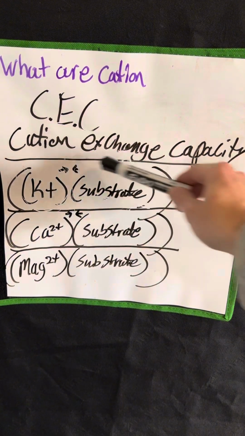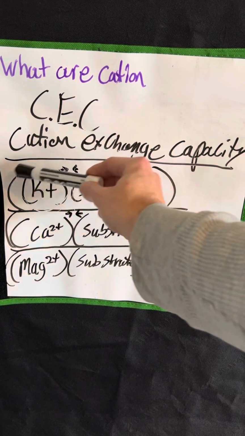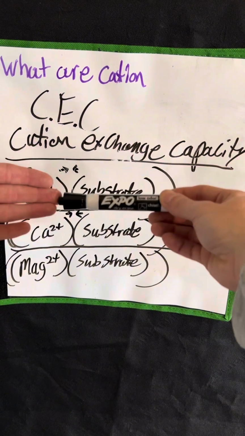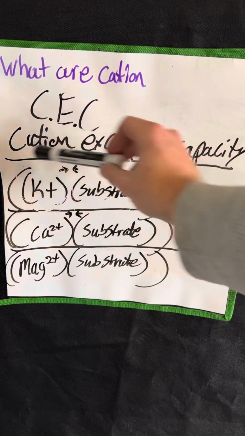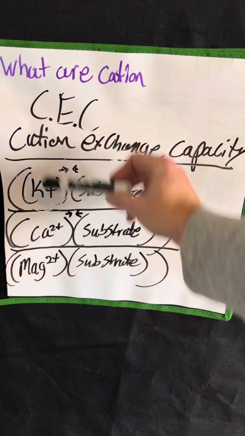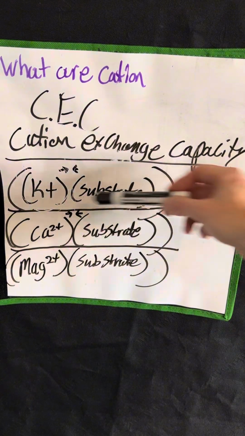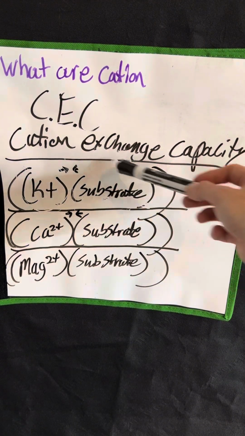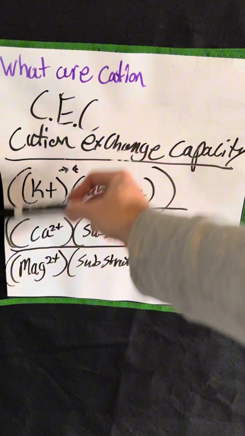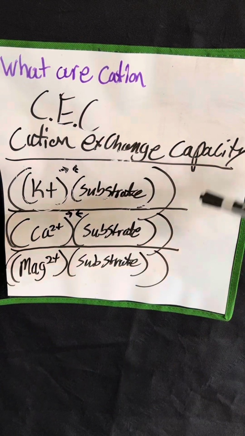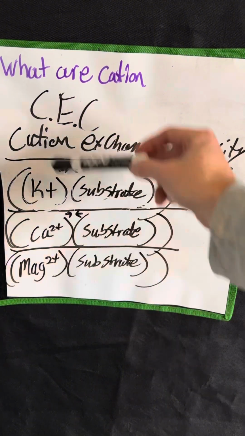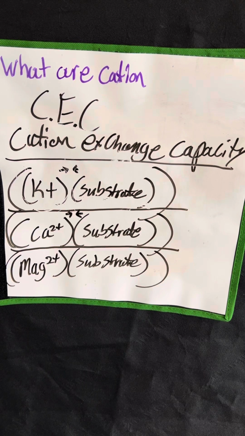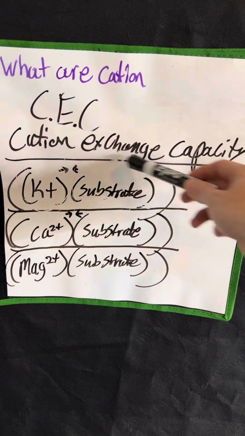Basically, the cation exchange capacity is how many cations the substrate can hold on to or create that bond of electrostatic attraction with. Some substrates have a higher exchange capacity, so they can hold on to more positively charged cations. Some have lower, which means they won't be able to house as many cations, which means the availability of nutrients is actually lower if you have a lower exchange capacity in your substrate.